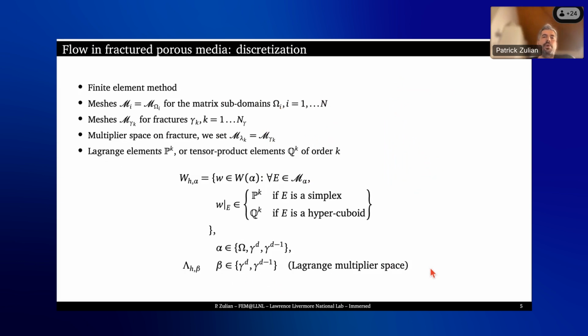We do finite elements, and I guess it's the right place to talk about finite elements. So we use standard Lagrange elements.